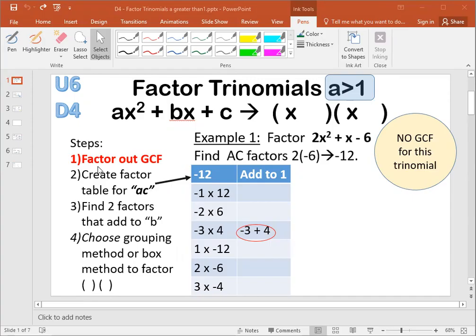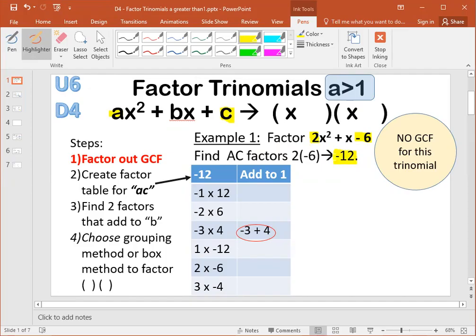So the first thing is to factor out a GCF if we have it. We don't have a GCF for this one. Now look at number 2, create a factor table for AC. So what they're talking about is taking A, which is that leading coefficient, C, which is the constant, and multiplying them together. So here in our problem, where we have 2x squared plus x minus 6, 2 is our leading coefficient, negative 6 is our constant on the back, which is our C. We're going to multiply those together, and we're going to come up with negative 12 here.